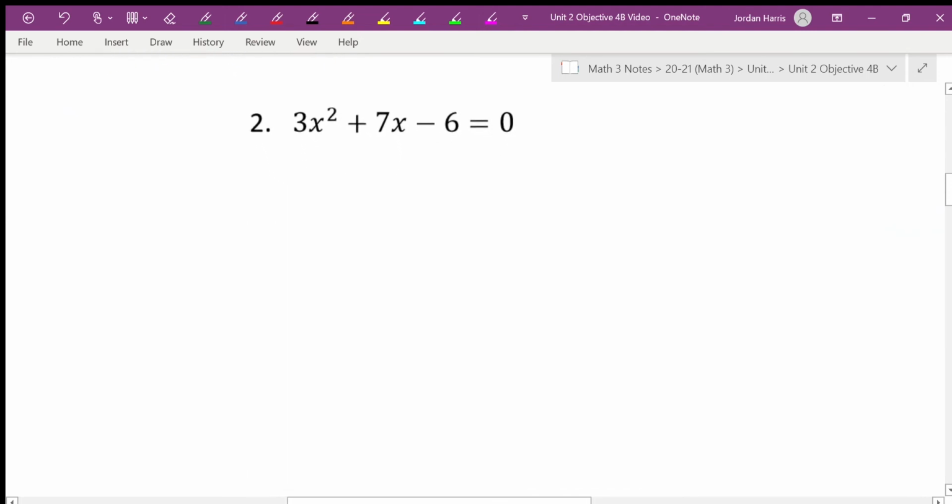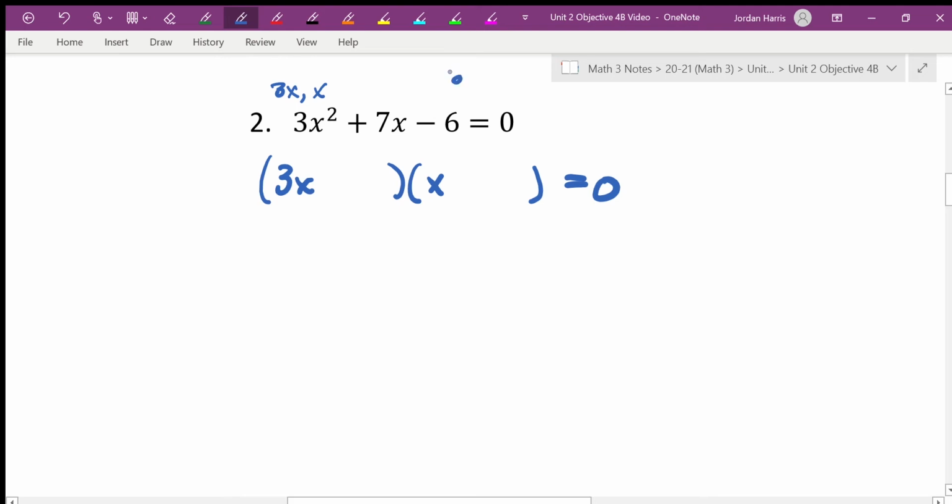Okay, number 2, we have factoring right away. Look for a GCF first. 3, 7, 6, nope, x squared, x, and nothing, so no common factors. So I have a binomial, a trinomial. So I have a 3x and x. That's the only way to get 3x squared, so I can set those in right away.